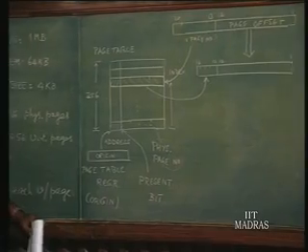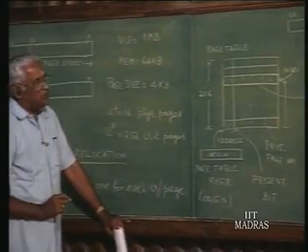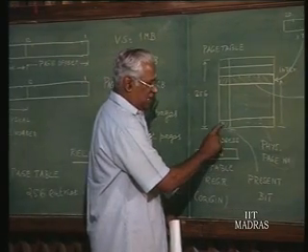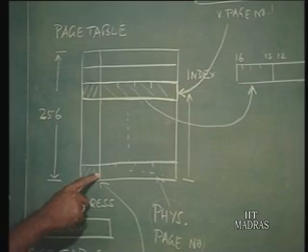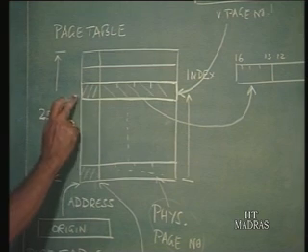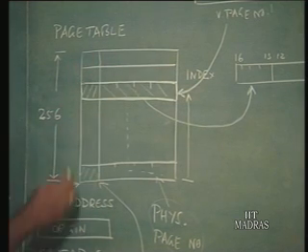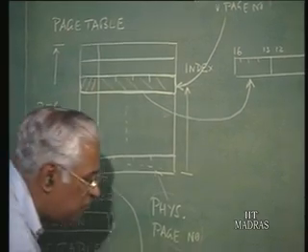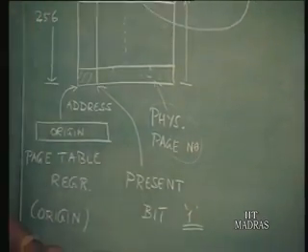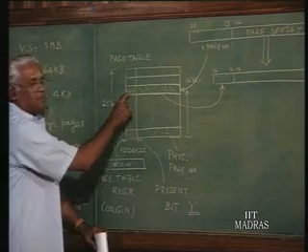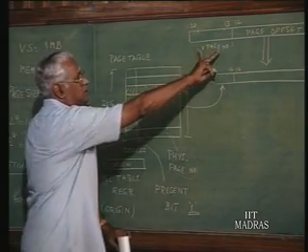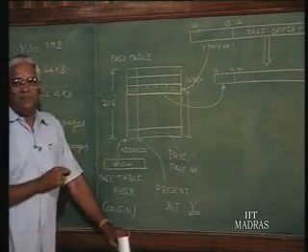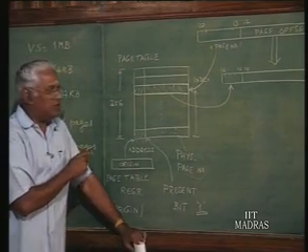Now, when does this hold good? It holds good only if the present bit indicates that this particular virtual page is in physical memory. In other words, this particular bit, the present bit, must be 1. When the present bit is 1, the virtual page number will specifically index into the table.